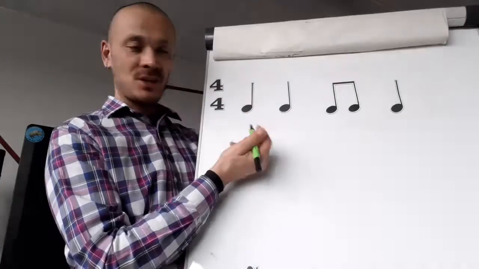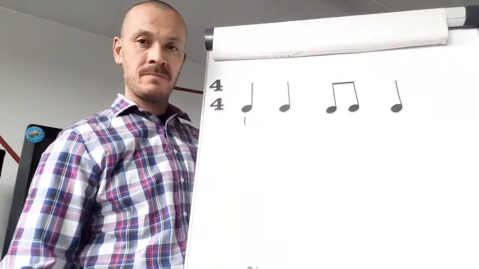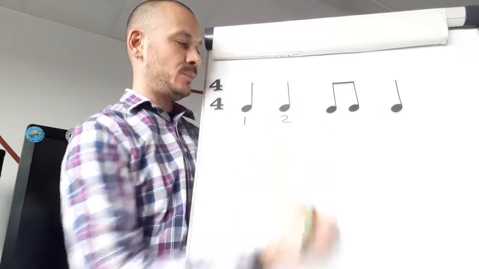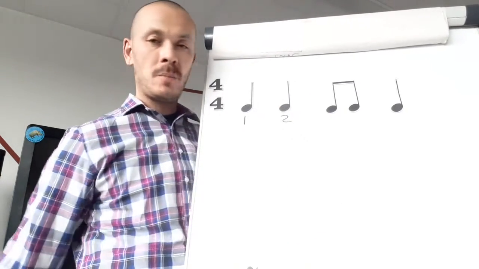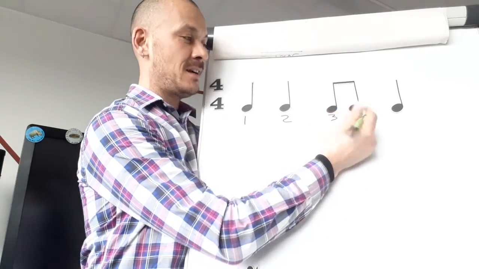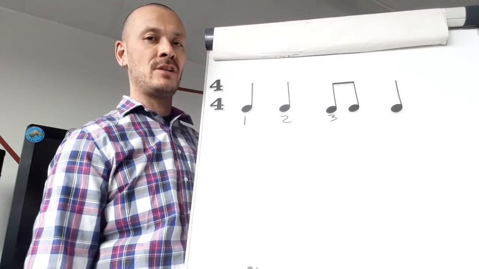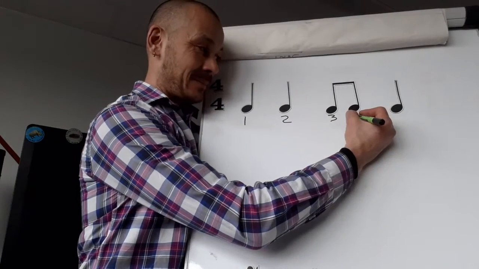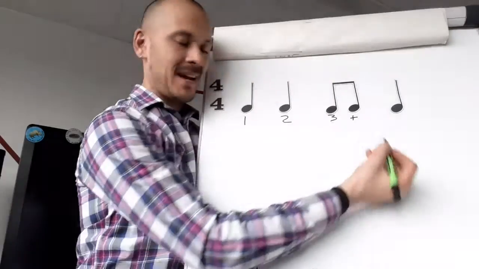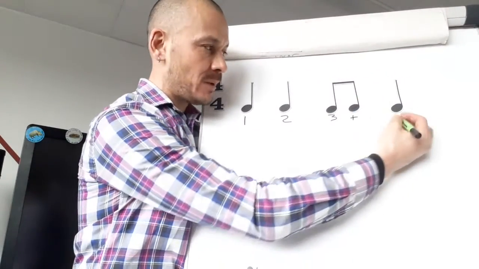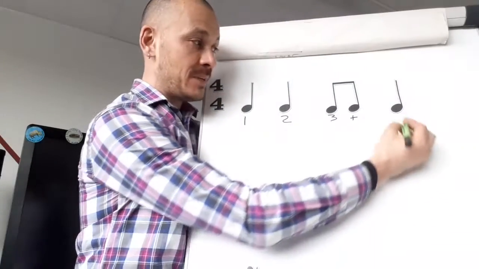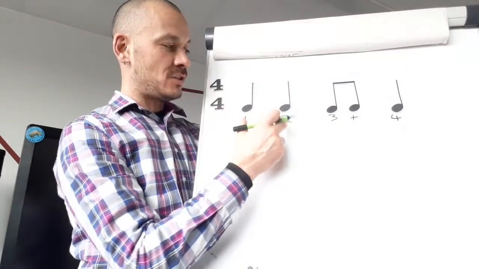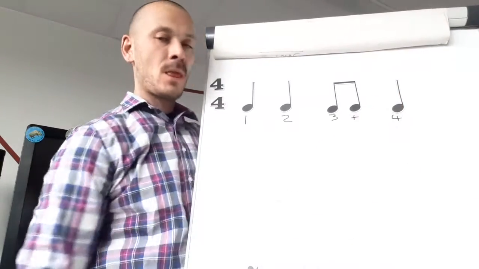So that's a crotchet, and it's on beat 1. We have another crotchet, and it's on beat 2. We have a quaver on beat 3, but we've also got another quaver. Who can remember what that is called? It is called 'and'. I'm going to just put a plus sign for 'and' because it's a little bit easier for this purpose. And we have our beat 4, which is a crotchet over here. Okay, so we've got 1, 2, 3, and 4.